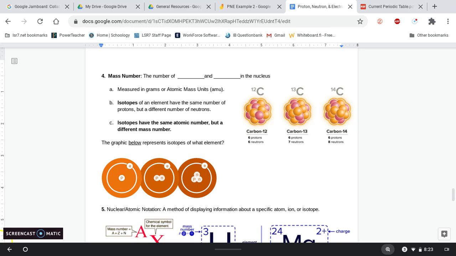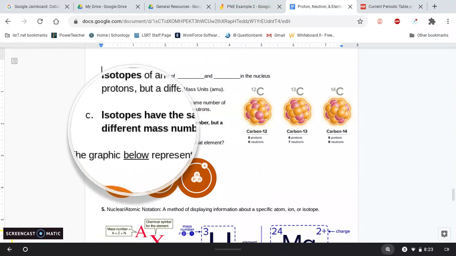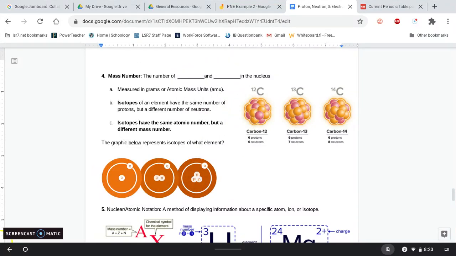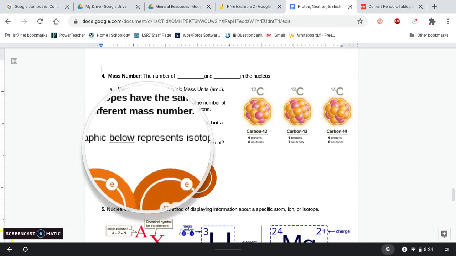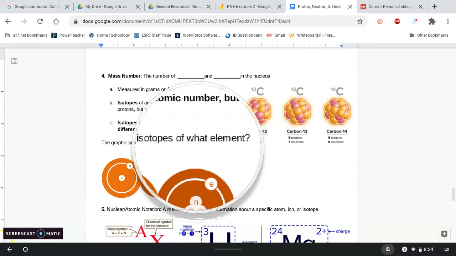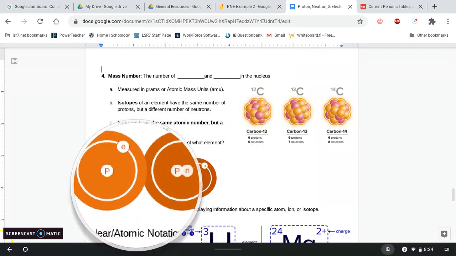So when we go down here and we take a look at this definition, it just says right there, isotopes have the same atomic number. They're all carbon. They all have a 6, all right? But they all are going to have a different mass number, right? So the graphic below, we've got 3 items. Each of those items is an isotope, and they want to know what isotope is this. So what isotope do we have down here? So we got 3 things. Which isotope do we have?